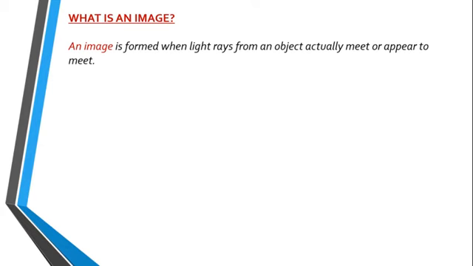An image is formed when light rays from an object actually meet or appear to meet. I repeat, an image is formed when light rays from an object actually meet or appear to meet. We have types of image. We have the real image and virtual image. Let's look at the difference between real image and virtual image in order to understand the term image itself.